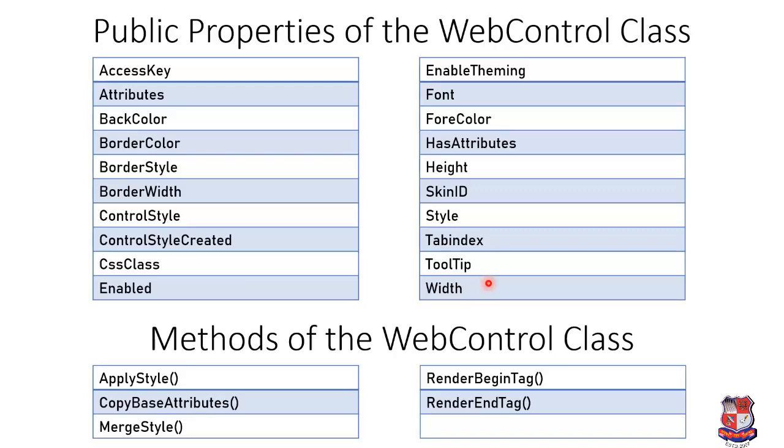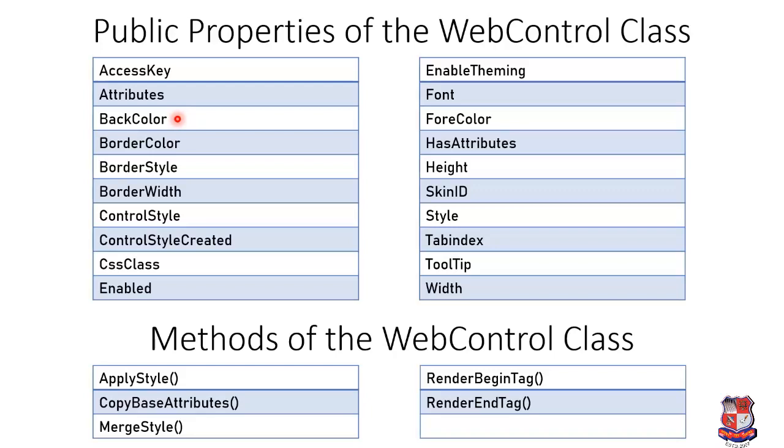Next are the properties of the WebControl class. We earlier discussed the properties, methods and events of the Control class. Now we are going to discuss the properties of the WebControl class. The first one is AccessKey. It is used to obtain the access key that allows you to quickly navigate to the web server control. Next is Attributes. It obtains the collection of arbitrary attributes that do not correspond to properties on the server control.